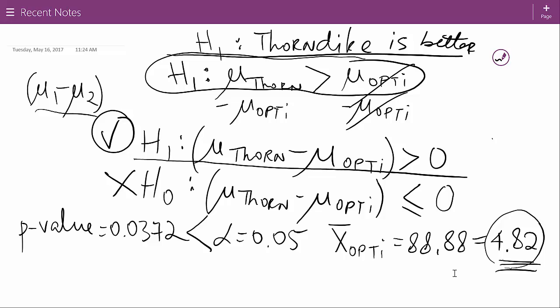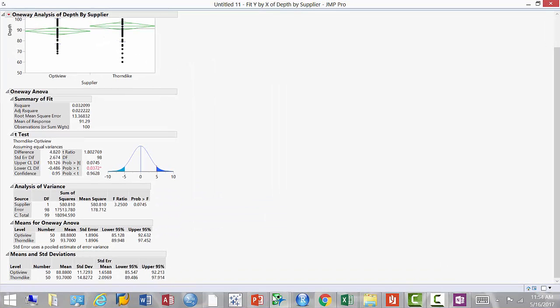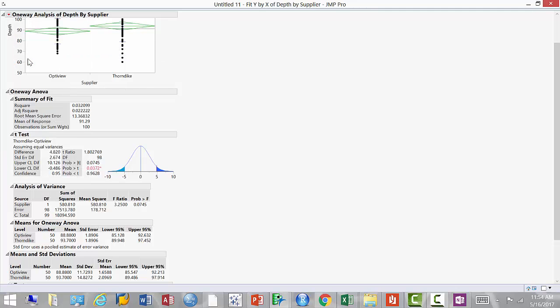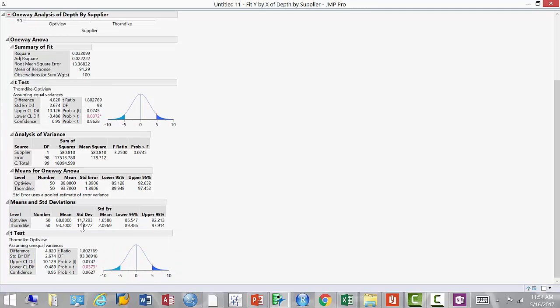All right. Now let's take a look at another option, right? So this one we picked again from the red menu, right? We said means, ANOVA, and pooled t-test. Okay. Let's take a look at this t-test. Let's see what exactly the difference is, right? Why are we using this test and not the other test? What's the difference between them? So let's ask for this one, t-test, and apparently it shows up at the bottom.